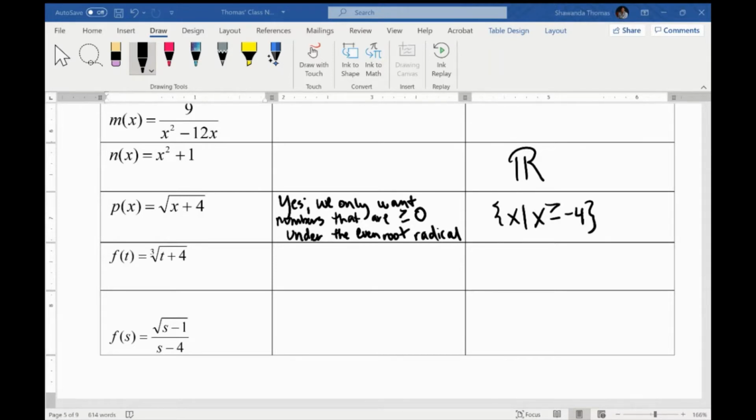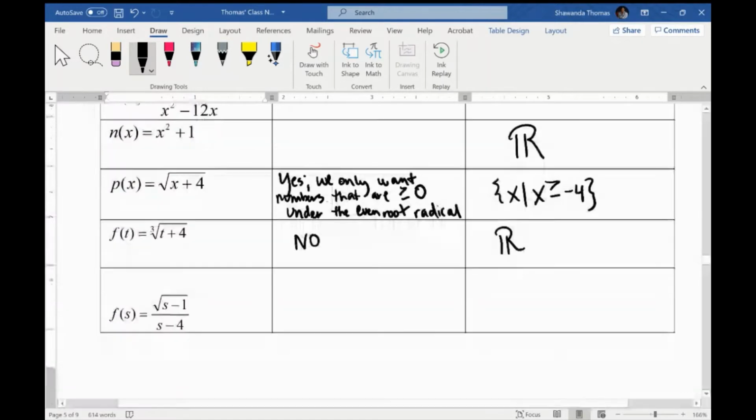For example, what's the cube root of negative 1? It's going to be negative 1, because negative 1 times negative 1 times negative 1 is negative 1. So there are no restrictions on this because we are allowed to have negative numbers, positive numbers, and 0. So what's the domain of f of t? All real numbers, t.